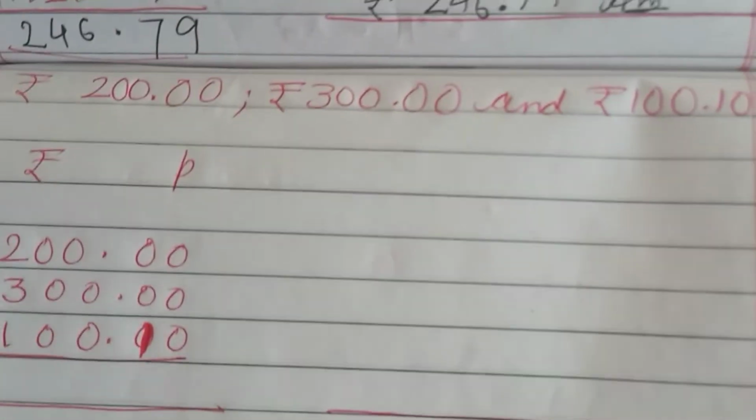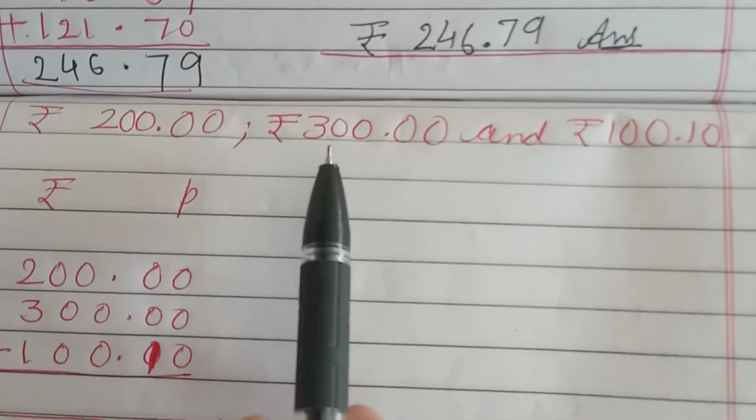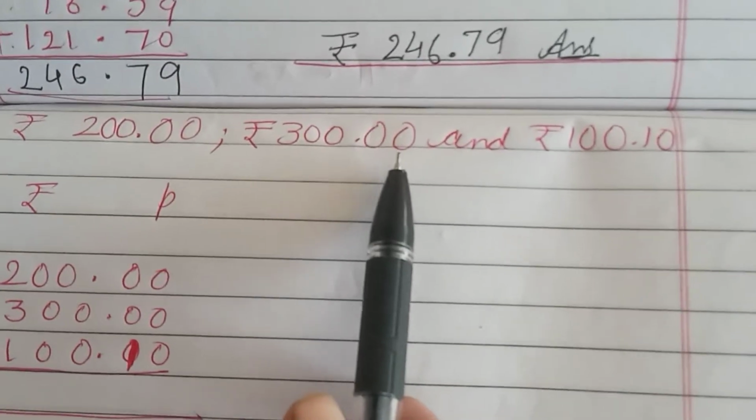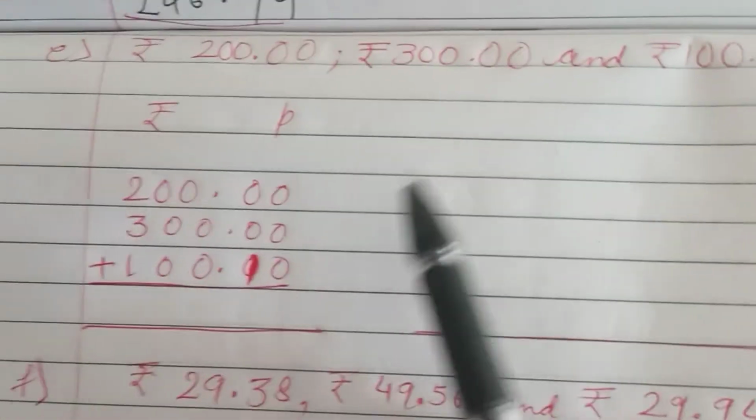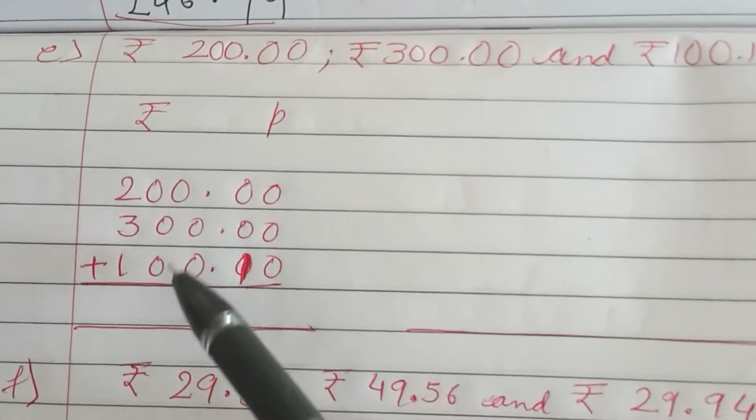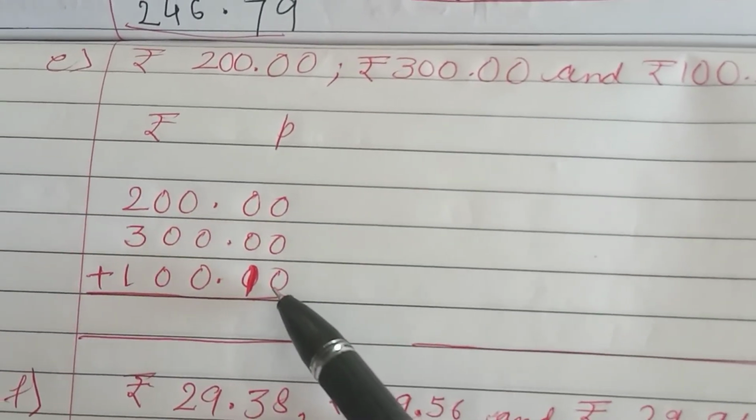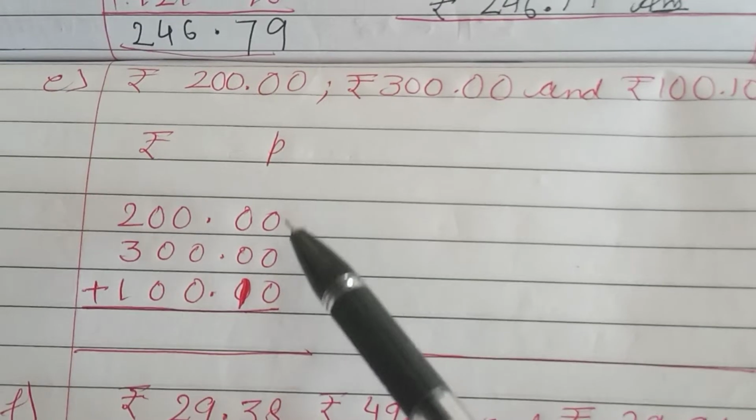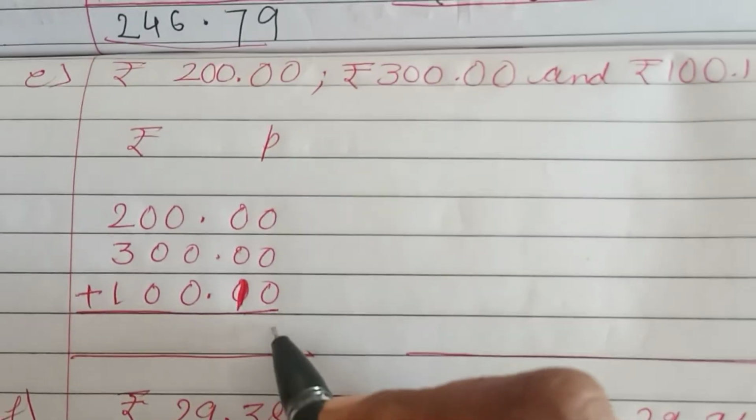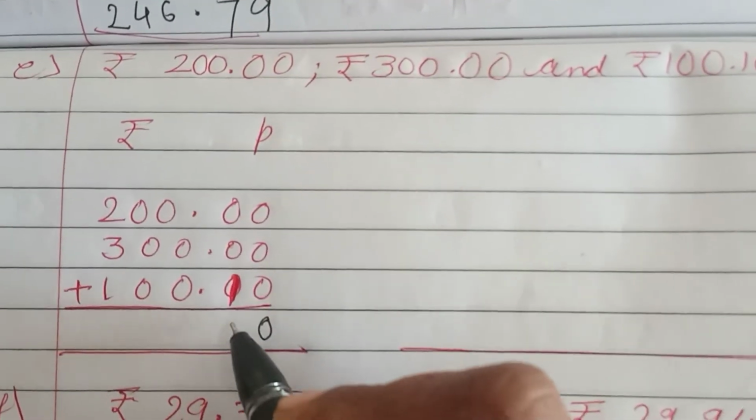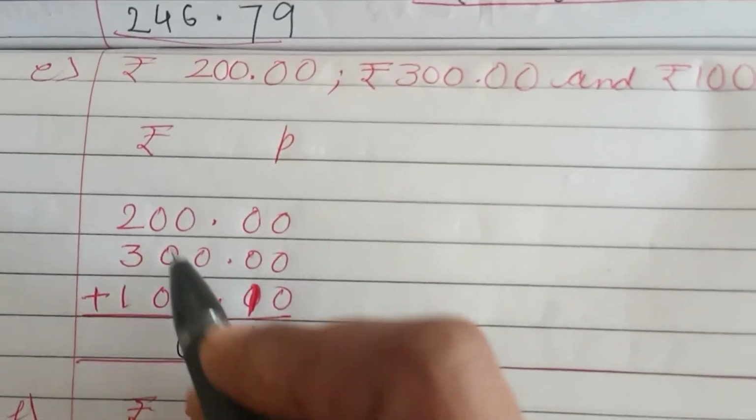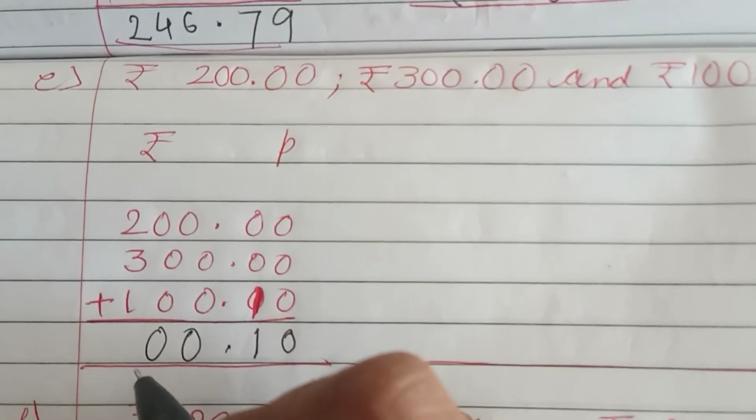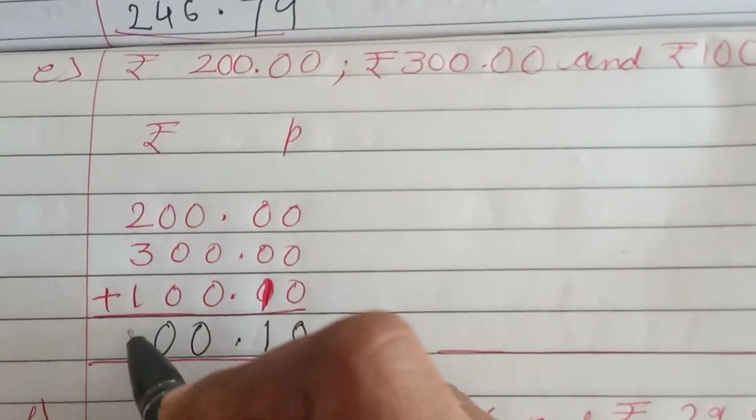Here rupees 200 00 paise, rupees 300 00 paise and rupees 100 and 10 paise. Now again you make here two columns. You will arrange rupees and paise under the columns. Now start addition children. Here all are zeros. So 0, 0, 0 plus 1, that is 1. Again all are zeros. Write here 0. Again all are zeros. Write here 0. And 2 plus 3 plus 1, that is 6.